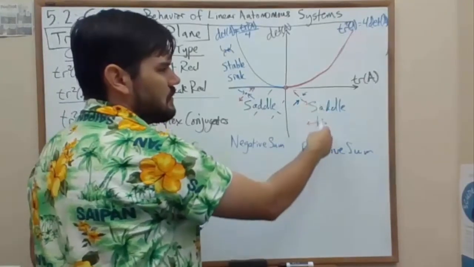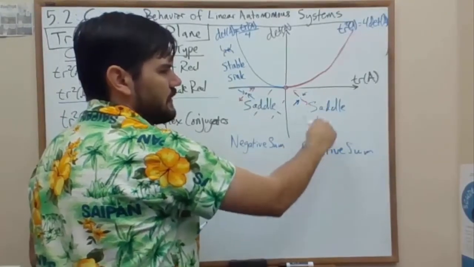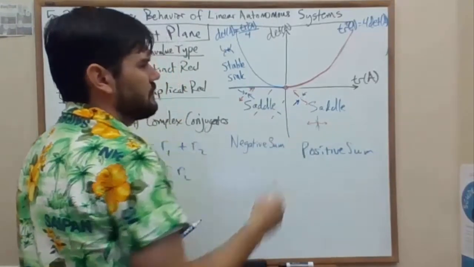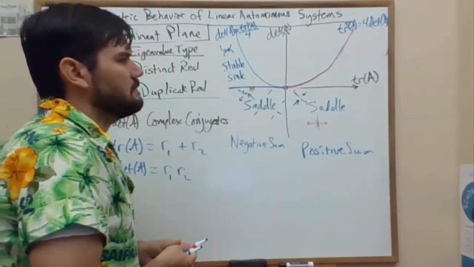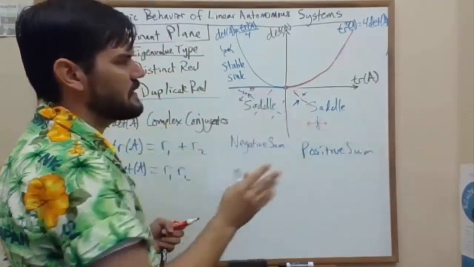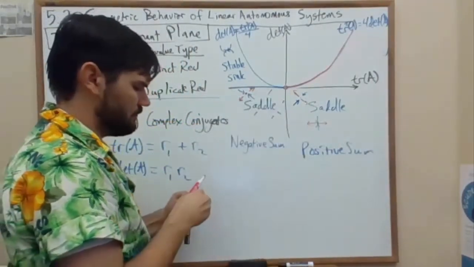This is all possible multiples of a certain eigenvector. This is all possible multiples of another eigenvector. And so this whole bottom region is semi-stable saddles.